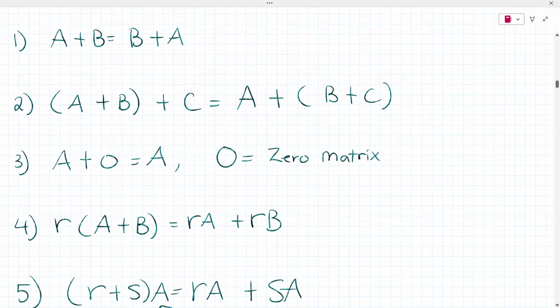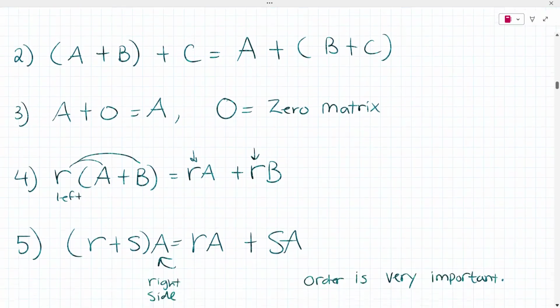Rule 4, you have R times (A plus B). So you're multiplying or FOILing out this R, so this is RA plus RB. Now notice that it's on the left side, right? It's also important. That means this number will also be on the left side.